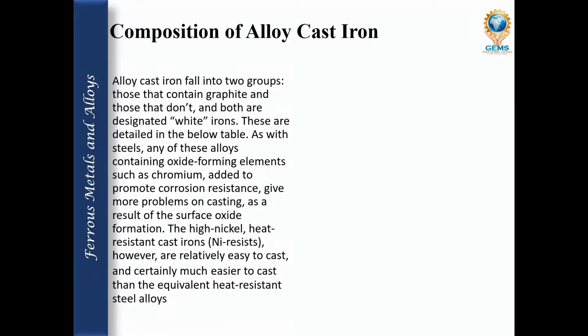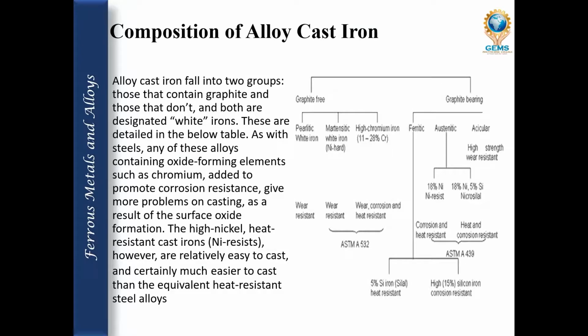Composition of alloy cast iron. Alloy cast iron falls into two groups: those that contain graphite and those that do not, and both are designated white iron. So basically both these two things are designated as white iron. These are detailed in the below table.